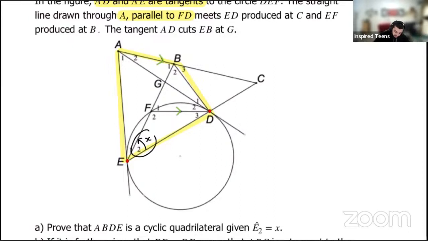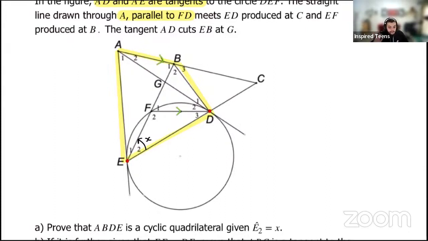Okay, so this has a value of x. I can see, perhaps I can prove that A2 is equal to it. So I need to prove that A2 is x. This is a good way of solving questions, right? If I can prove that A2 is x, then I can prove the final step of A2 equal to E2. Therefore, angles in same segment are equal. Therefore, it's a cyclic quadrilateral.